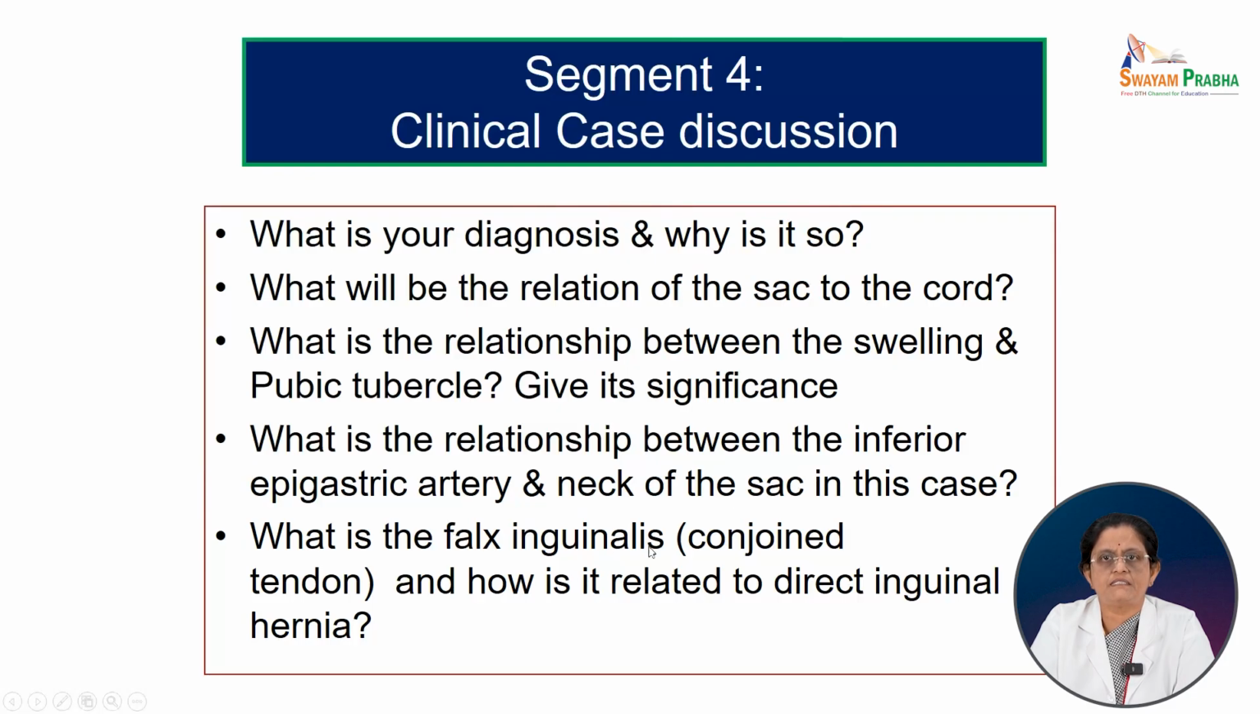What is falx inguinalis? That is called the conjoined tendon. And how is it related to direct inguinal hernia? The conjoined tendon, I told you, forms the medial two-thirds of the posterior wall of the inguinal canal. If it is weak, there can be a weakness of the posterior wall of the inguinal canal, and direct inguinal hernia can occur through Hesselbach's triangle. So, this completes the clinical case discussion.